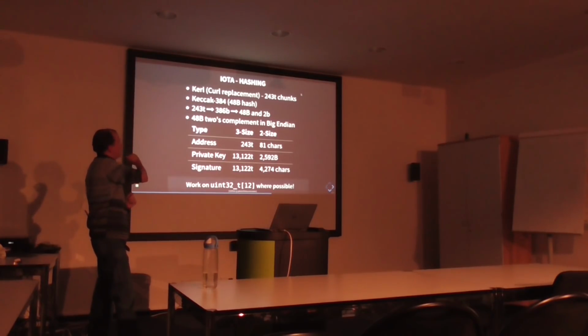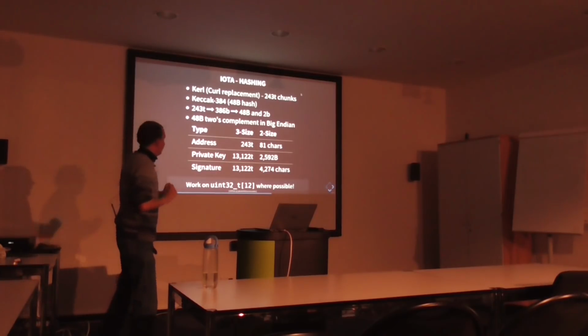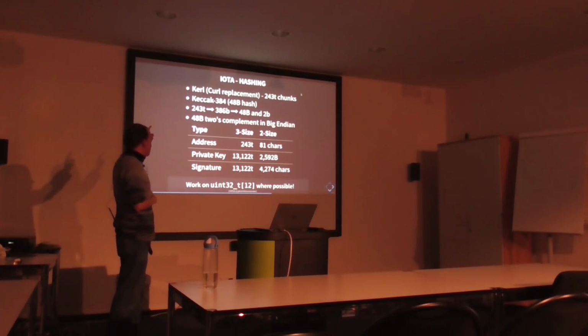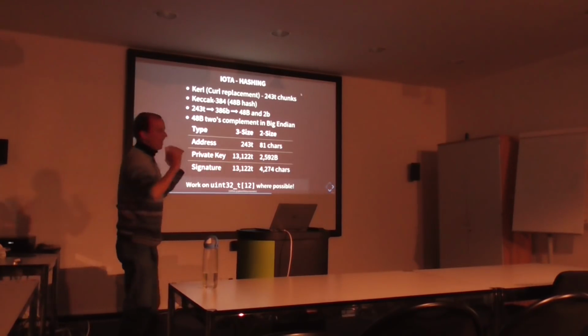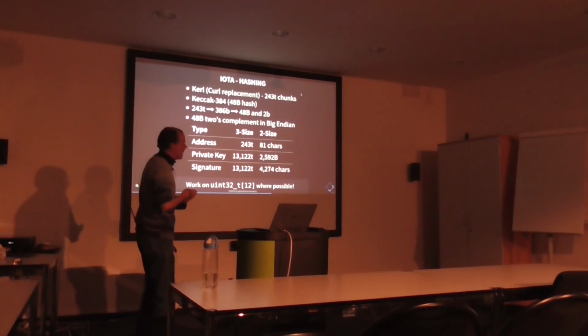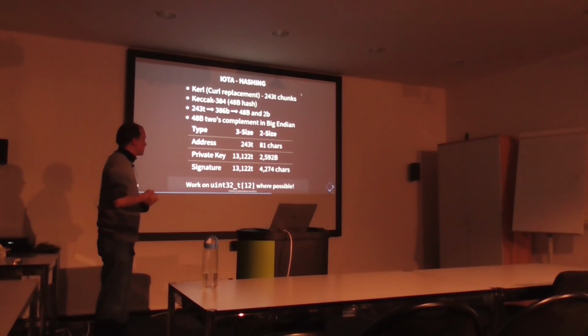And now the issue: Keccak has just a 48 byte hash. If you do the math, to encode 243 trits you need 386 bits. And this is unfortunately 48 bytes and 2 bits, so it doesn't fit in the 48 bytes that the hashing function is working with.